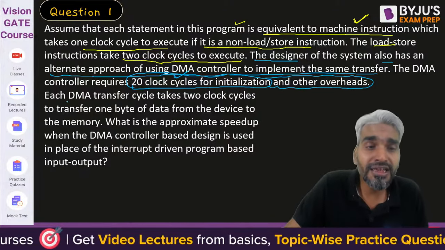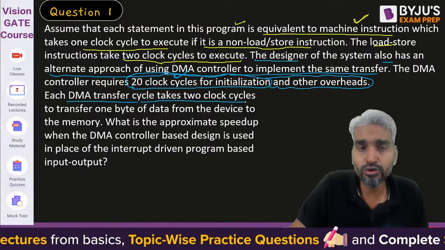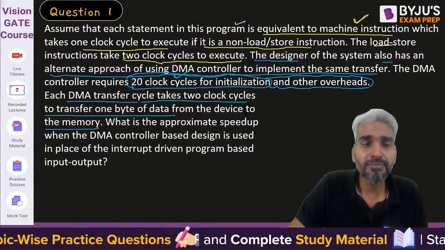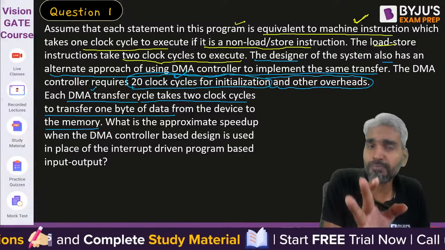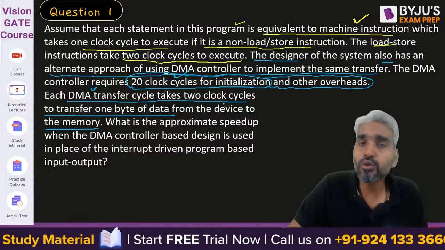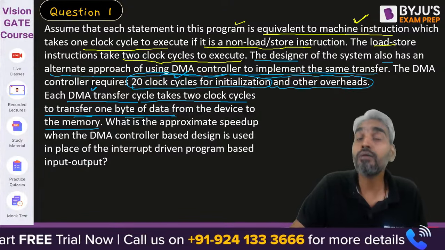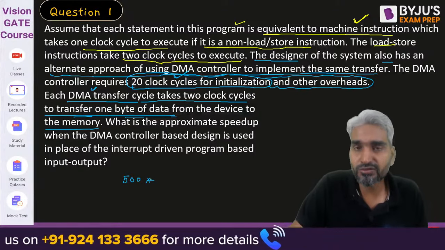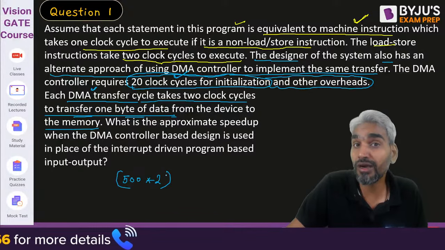Now, each DMA transfer cycle takes 2 clock cycles to transfer 1 byte of data from device to the memory. So when you are actually performing the transfer operation, each DMA transfer cycle takes 2 clock cycles to transfer 1 byte of data. How many bytes of data need to be transferred? Sir, 500 bytes. Each byte will require 2 cycles, so 500 into 2, that is 1000 cycles will be required for the transfer.